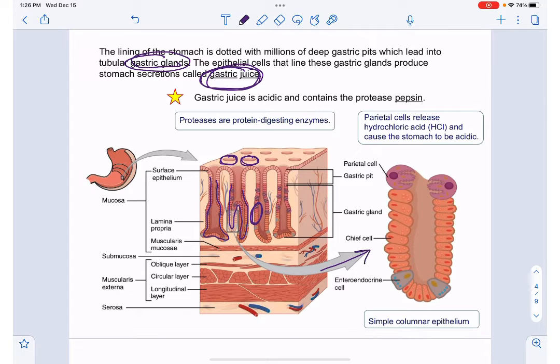And here we have a close-up of some of these epithelial cells. And my question to you is, what type of epithelial cells do these look like? What type of epithelial cells are going to make gastric juice and secrete it into the stomach? And I have that answer right here. This is simple columnar epithelium. Simple columnar epithelium is really good at making products and secreting them.